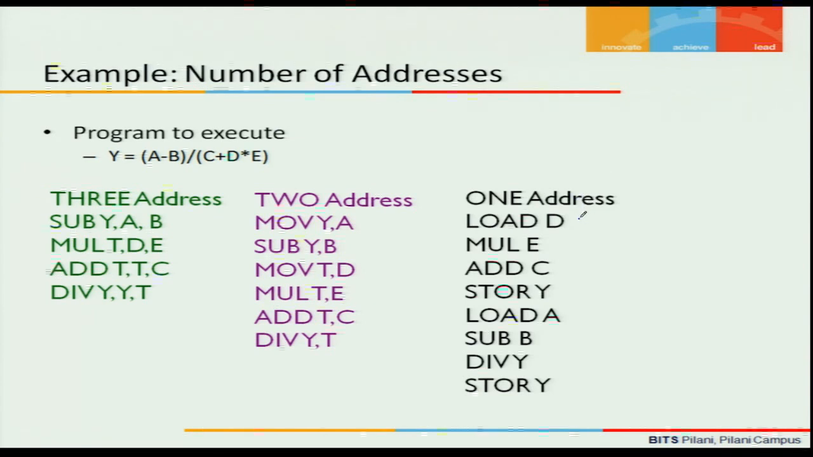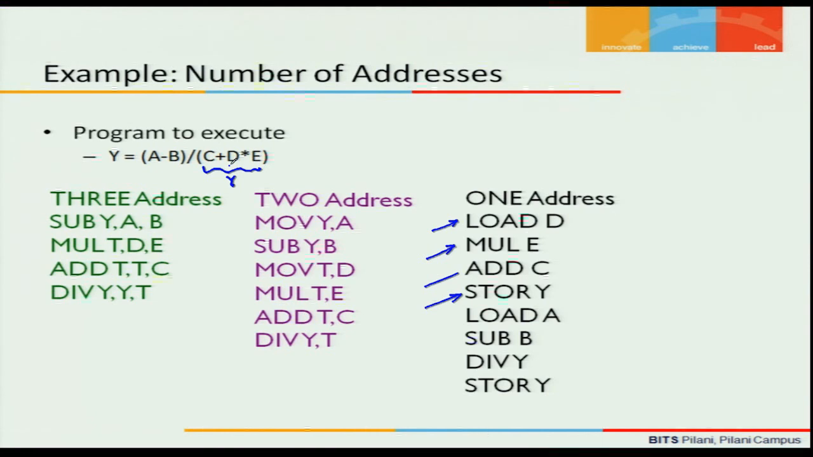So first of all, load in the accumulator the value D. Once you have loaded the value, multiply it with E. That would mean that you are multiplying D with E and the result is back in the accumulator. To that value in the accumulator, add C. Now the accumulator contains C plus D into E. Store this value into your register Y. So now Y has this value.